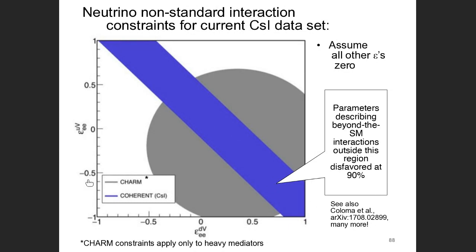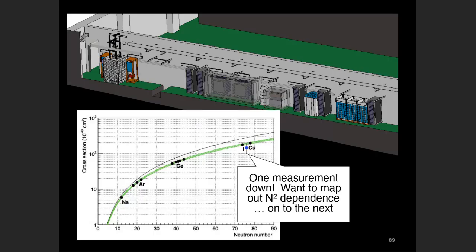And this is an example of that parameter space I showed you. The gray is the previous constraints from neutrino experiments, and what we were able to do is constrain in that blue area just from that first measurement. And there's actually been a lot of other explorations in the literature of the power of this measurement to constrain non-standard interactions. So we have one down after this, and we want to map out the N-squared dependence. And so we're going on to the next detector.